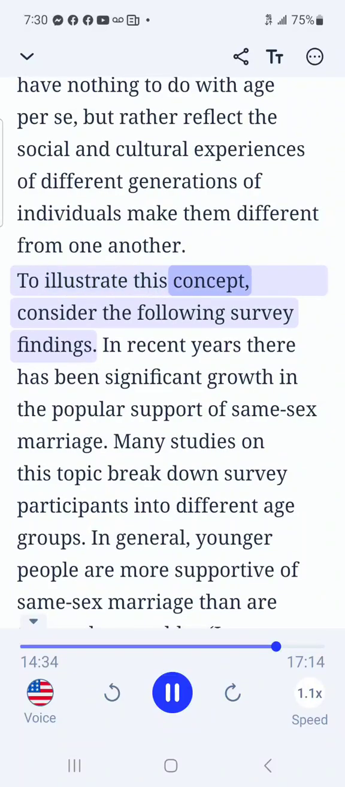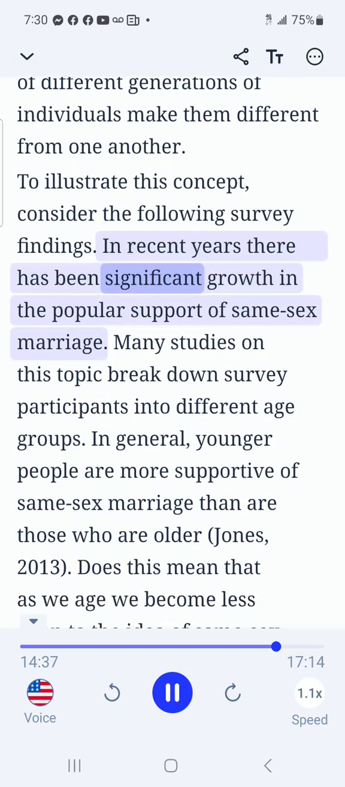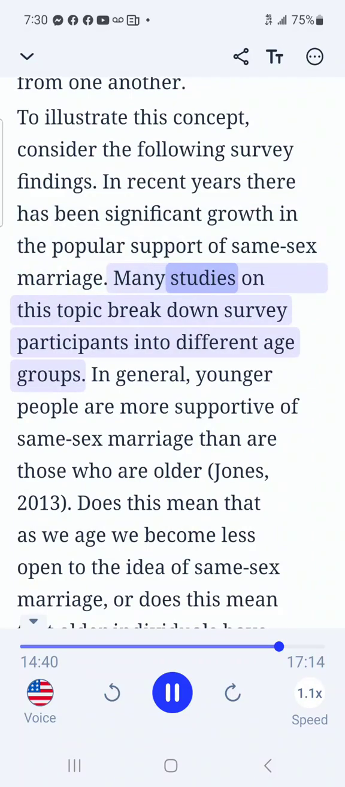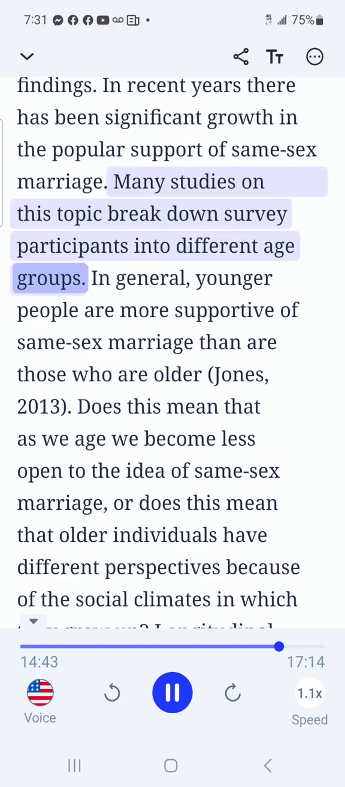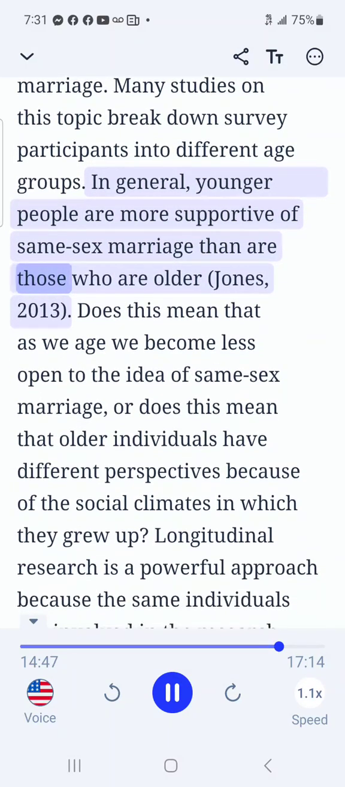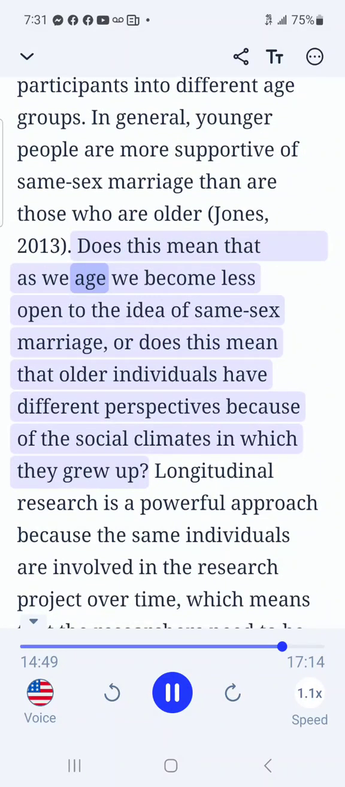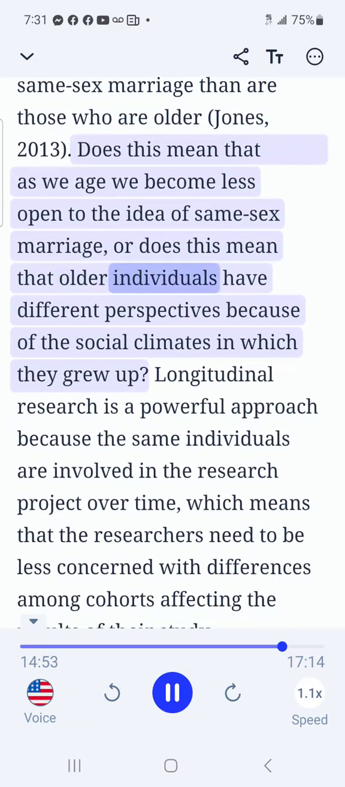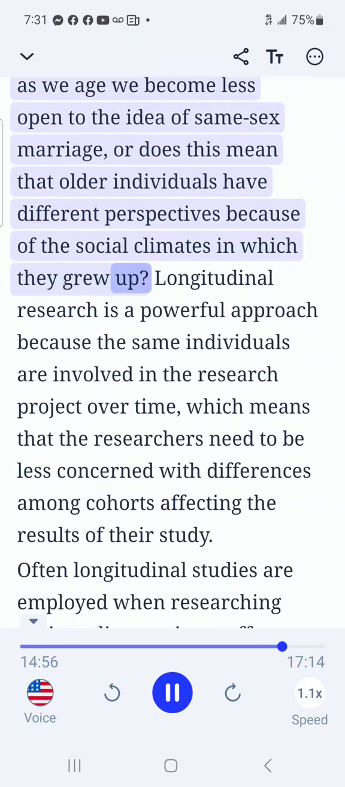To illustrate this concept, consider the following survey findings. In recent years there has been significant growth in the popular support of same-sex marriage. Many studies on this topic break down survey participants into different age groups. In general, younger people are more supportive of same-sex marriage than are those who are older (Jones, 2013). Does this mean that as we age we become less open to the idea of same-sex marriage, or does this mean that older individuals have different perspectives because of the social climates in which they grew up?